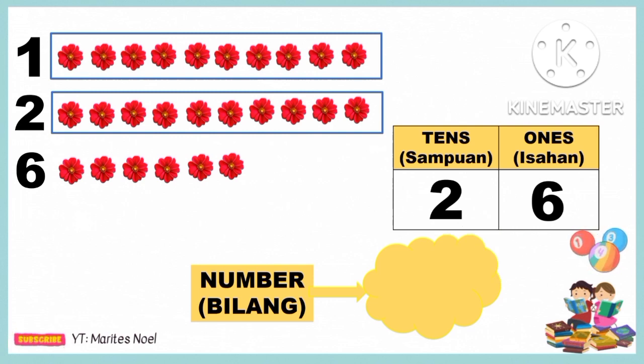Let us read. Basahin natin. 6 ones. In Filipino, 6 na isahan. Let us read it again. Basahin natin muli. In English, 2 tens and 6 ones. In Filipino, 2 sampuan at 6 na isahan. The total number of flowers is 26. In Filipino, ang kabuang bilang ng mga bulaklak ay 26.